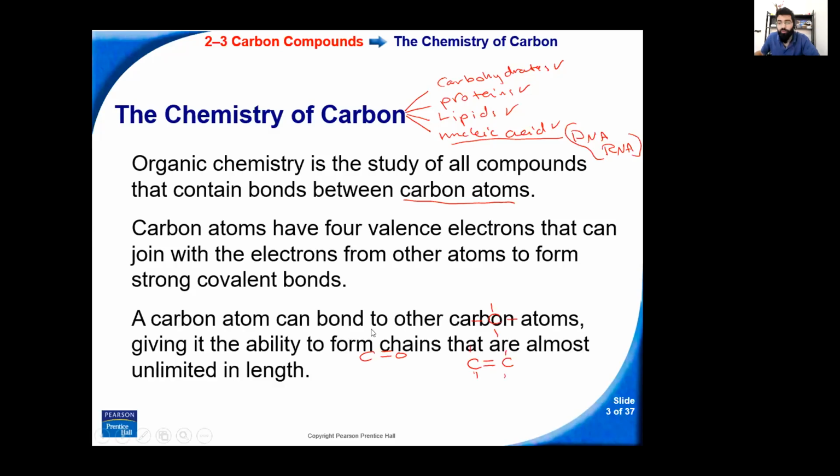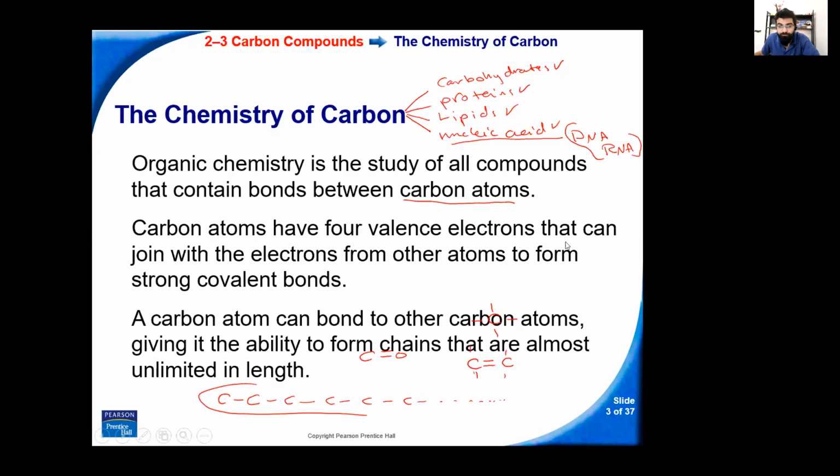A carbon atom can bond to other carbon atoms, giving it the ability to form chains of almost unlimited length. That carbon can link with another carbon, with another carbon, and so on, forming an unlimited chain of carbon. That's why we call these compounds, which contain these chains of carbons, carbon compounds, because mainly they have a long chain of carbons.